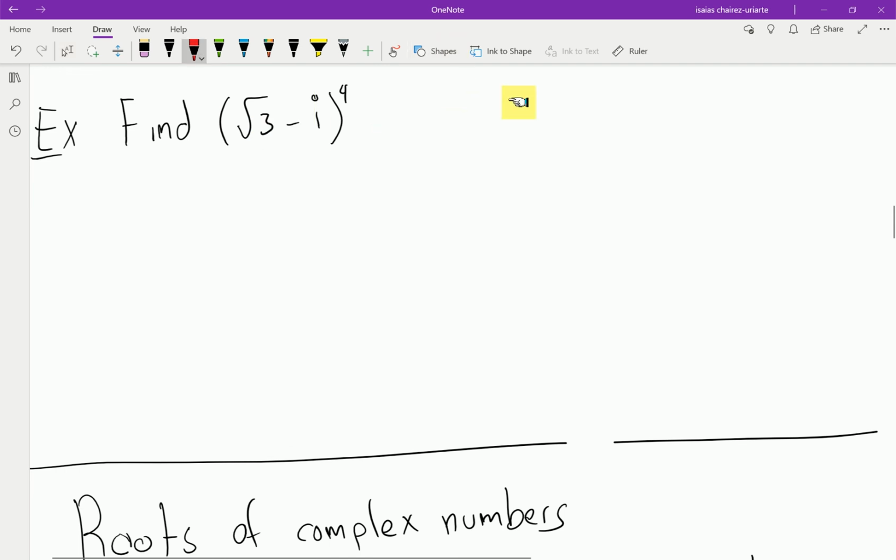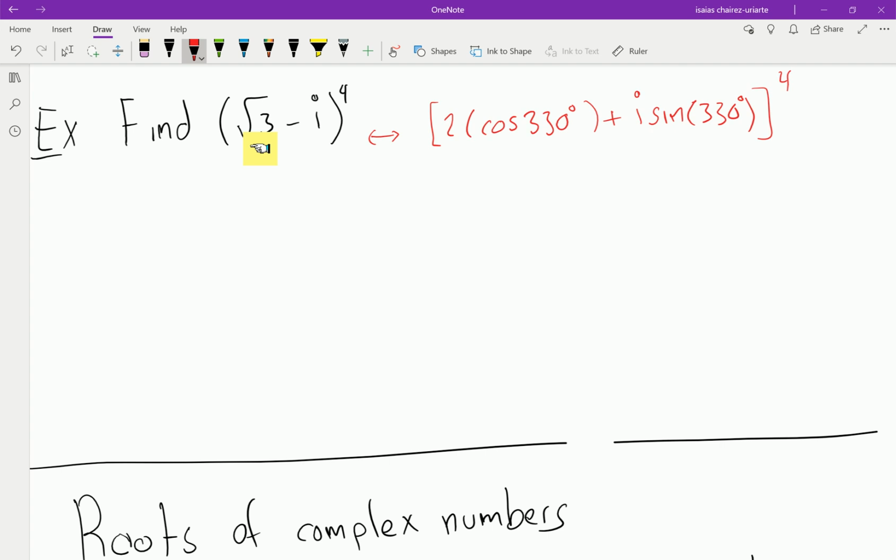So this is going to become 2 cosine of 330 degrees plus I sine of 330 degrees. So it's going to be up to you to figure out how I got this 2 and how I got the 330 degrees. So remember that in order to figure that out, you're going to have to convert this complex number in rectangular form to its polar form. And I gotta raise that to the fourth.